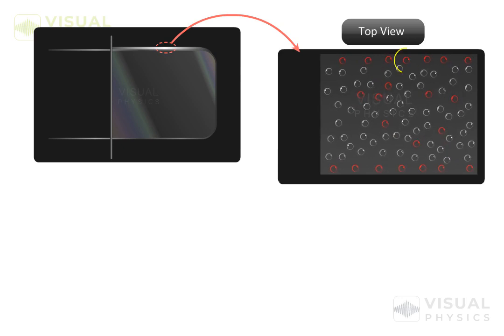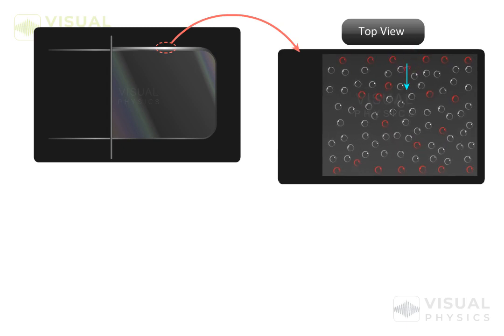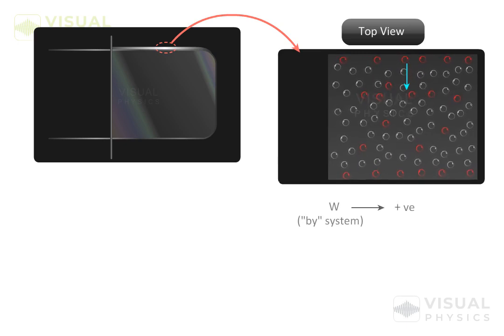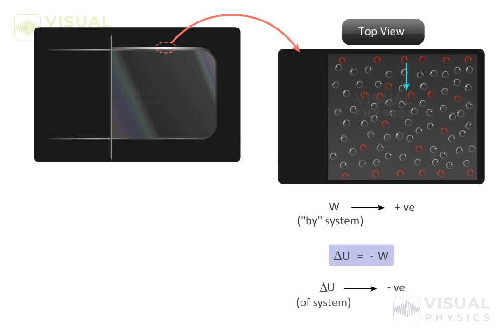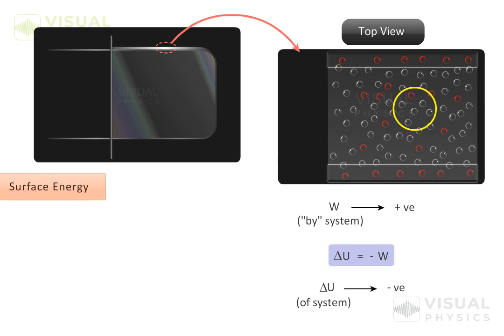We can also say that as a molecule on the surface has a net force towards the bulk of the fluid, so when the molecule on the surface moves in the direction of the net force, positive work is done by the system, and thus the potential energy of the system is reduced. This means that the molecules on the surface have higher potential energy as compared to the molecules inside the bulk. This extra energy possessed by the surface of a fluid is called the surface energy and is measured as the energy per unit area of the surface.